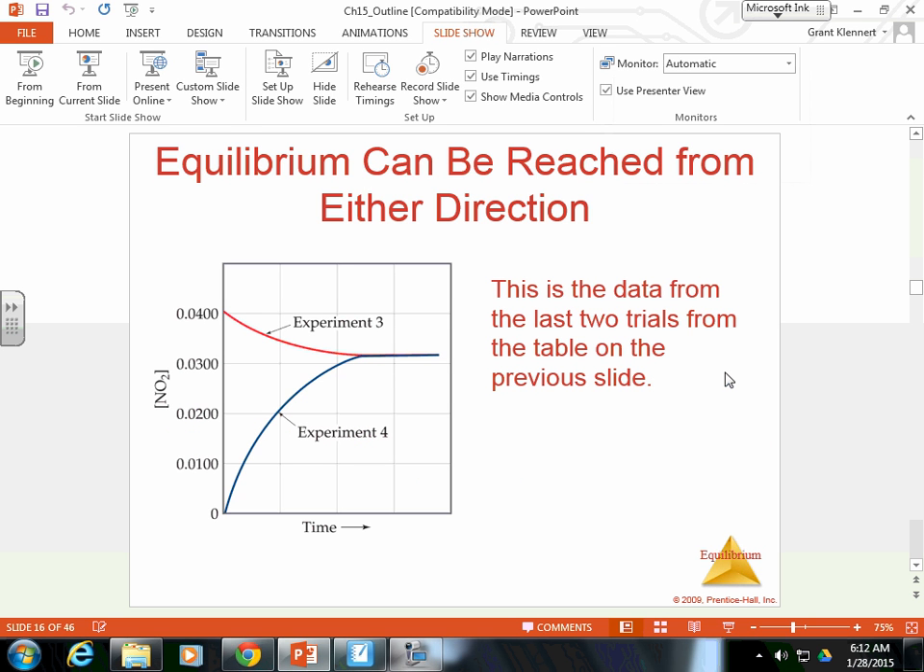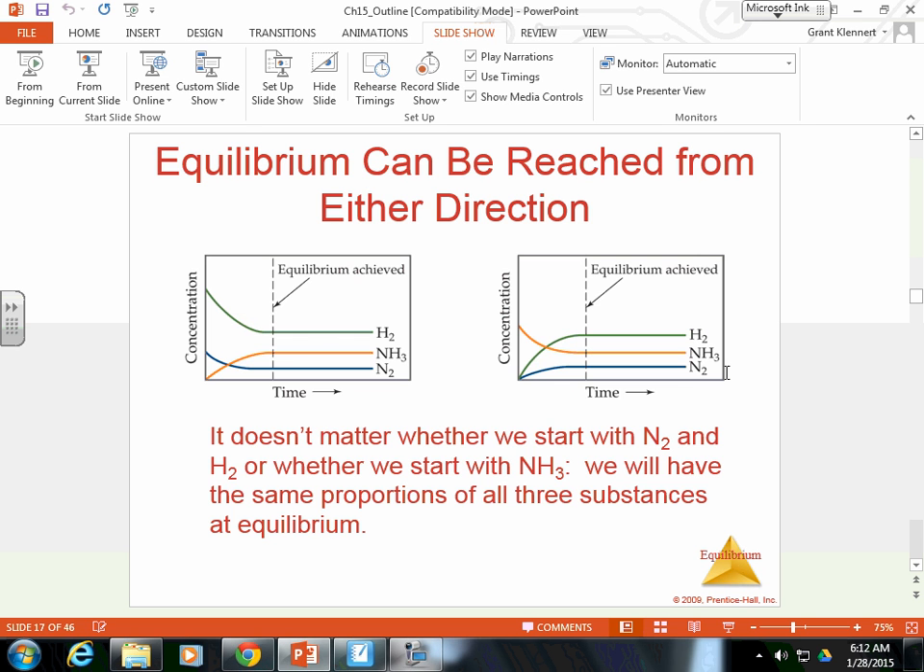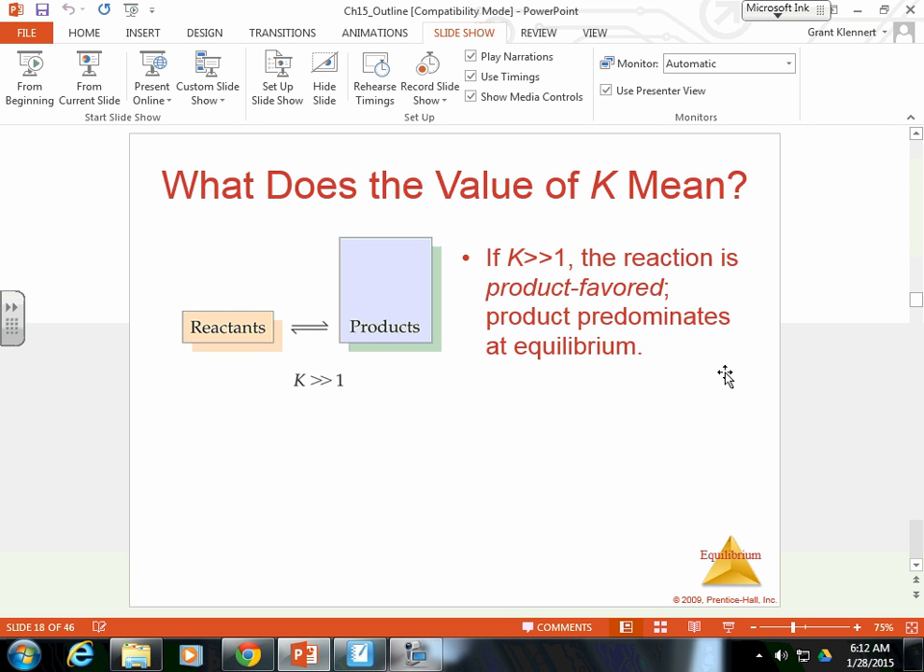And this is the data from the experiment, again showing that the rates when we achieve equilibrium are going to level off. And here they just happen to level off at pretty close to the same concentration. Here's another example, except we're using three substances. You can see that equilibrium is achieved when all three concentrations stay constant. So they're not the same, but they're constant. So just something to note there.